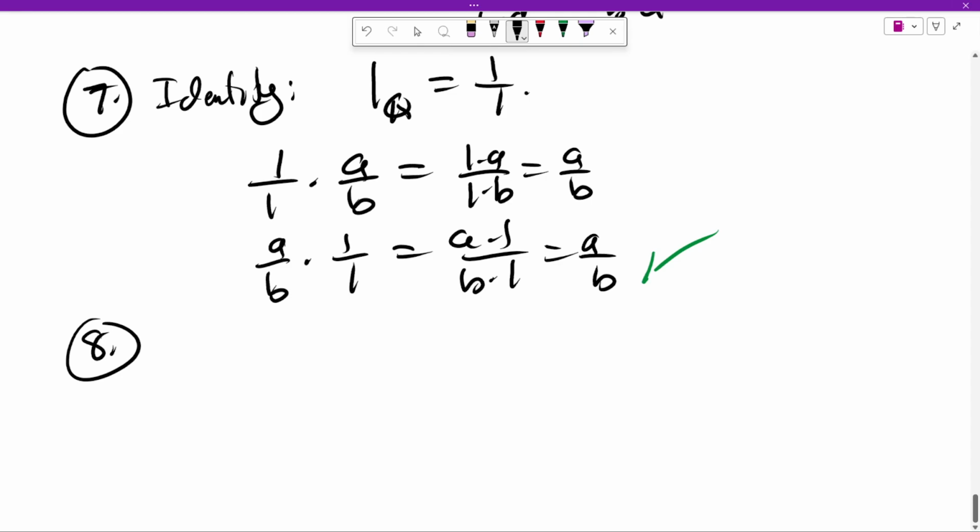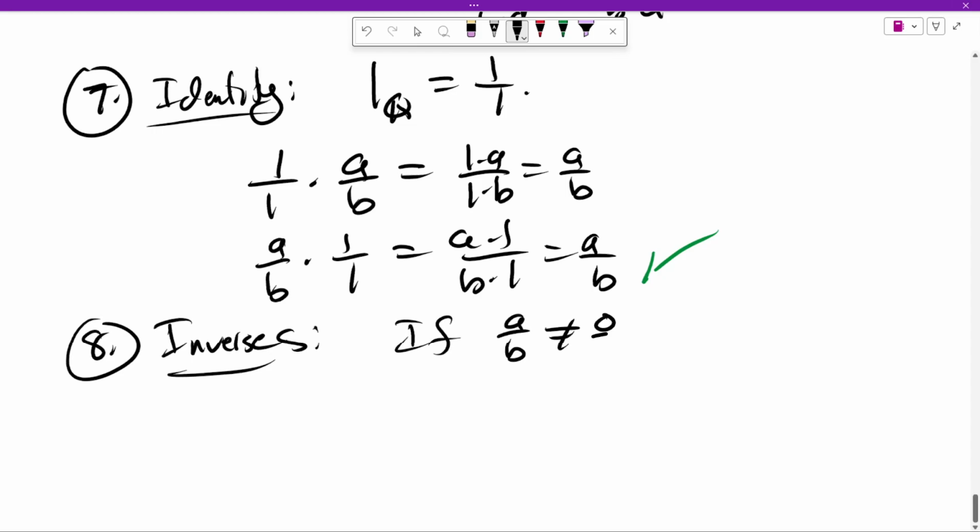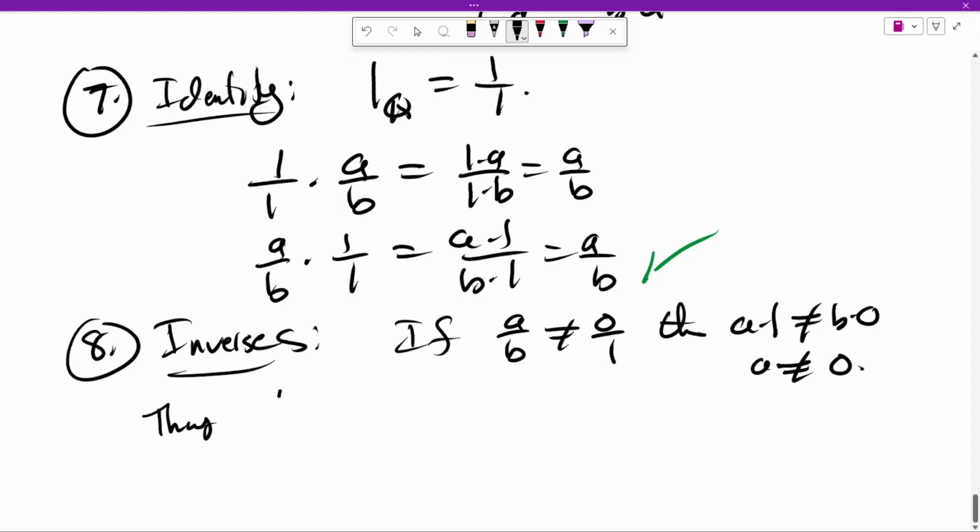All right, 3 more checks. So 8, we need to have multiplicative inverses for non-zero elements. Well, I'm in the multiplicative section, so just inverses. So if A over B is not the 0 element, then this tells us that A times 1 is not equal to B times 0. That is, A is not equal to 0. So A is a non-zero quantity. Thus, B over A is also a rational number. It makes sense to write that because A is a non-zero quantity.